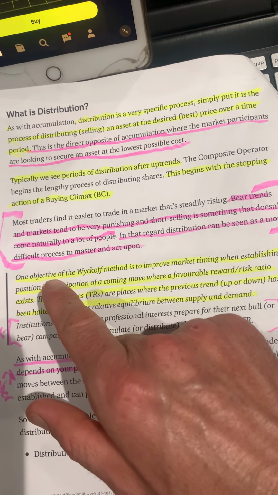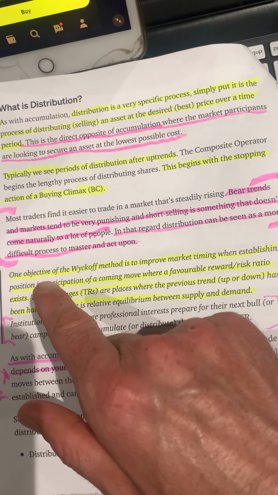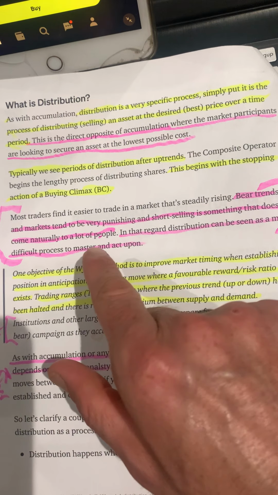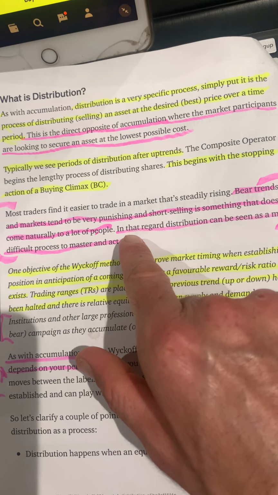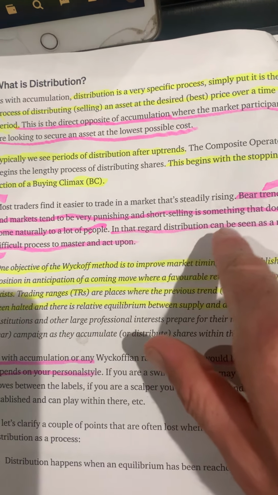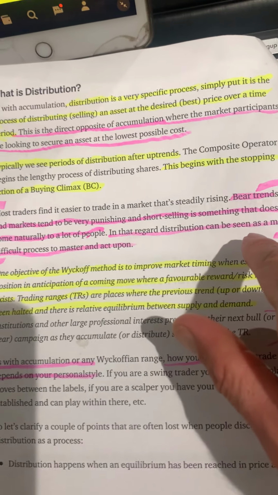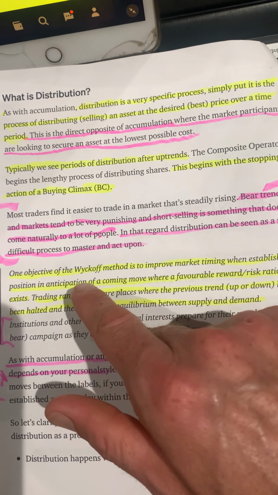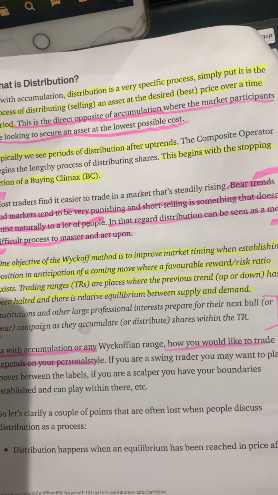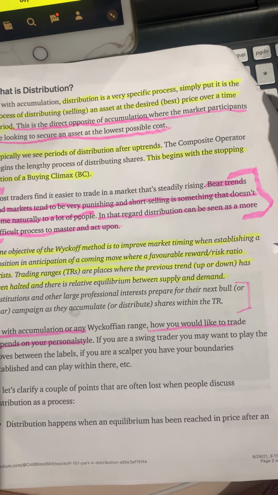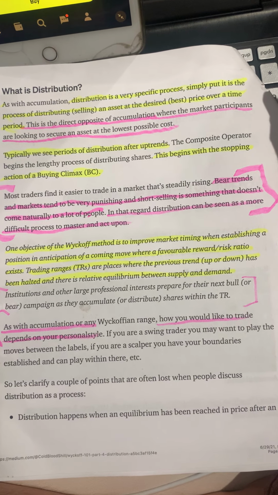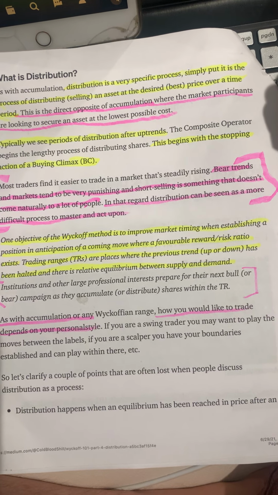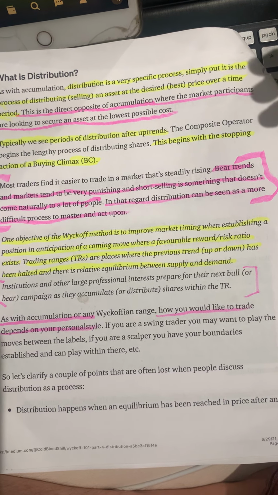One objective of the Wyckoff method is to improve market timing when establishing a position and anticipating a coming move where a favorable risk-reward ratio exists. We like those.